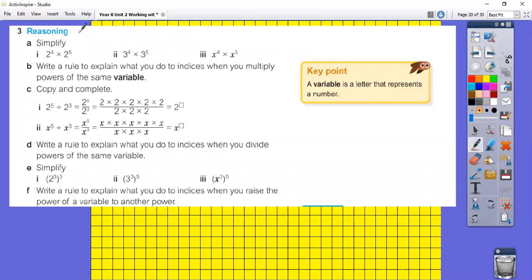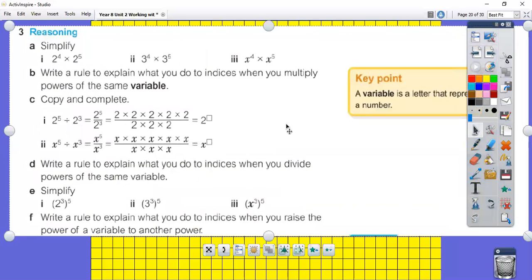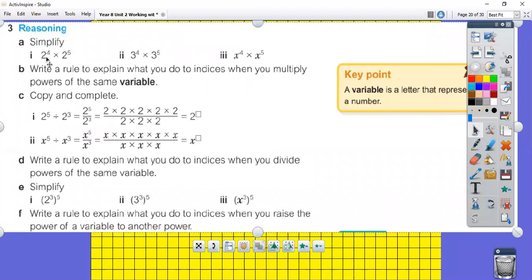Moving on to question 3, reasoning. It says simplify. Again, that means write it in its simplest form. The first part is 2 to the power of 4 times 2 to the power of 5. You know this is your first rule of indices, your first law, add the powers. Here again, you've got the same bases, multiplying, add the powers. Here again is x to the power of 4 times x to the power of 5. Again, x is the base, so that will stay the same. When we're multiplying, remember, you add the powers, so that will be x to the power of 9.